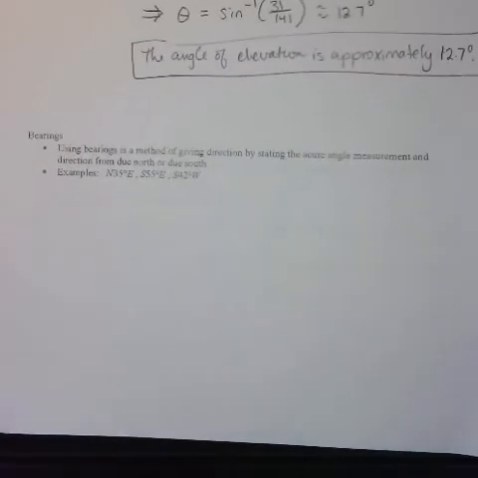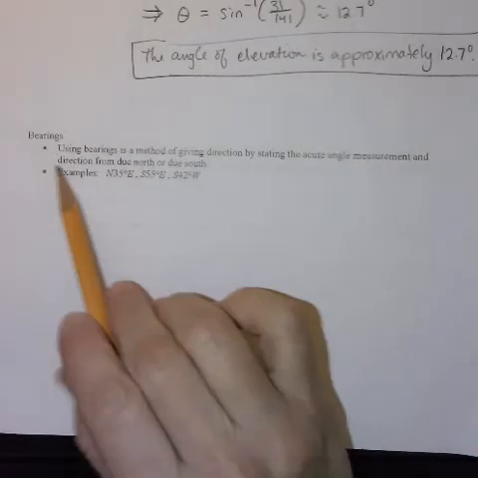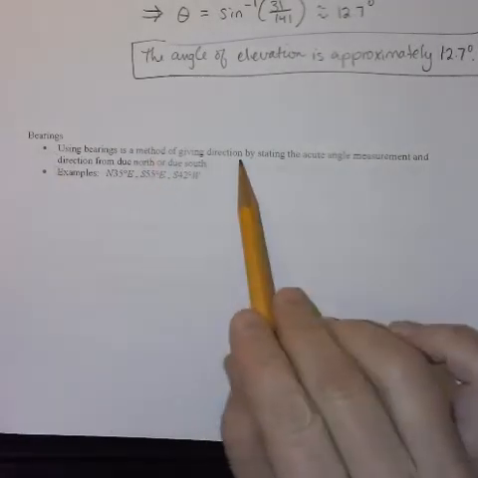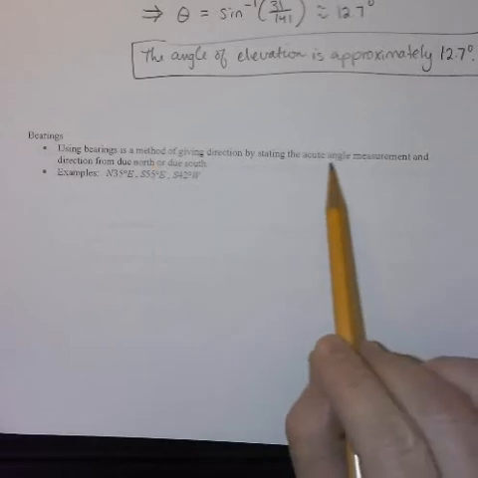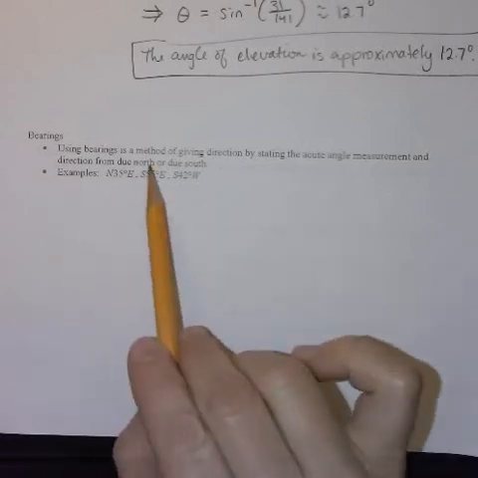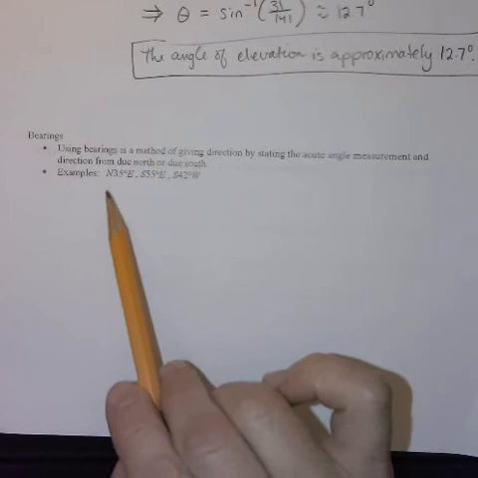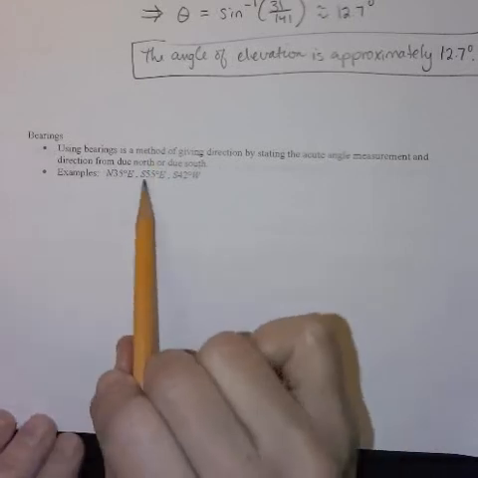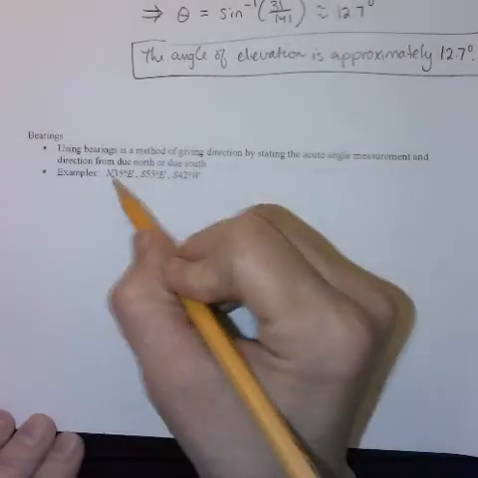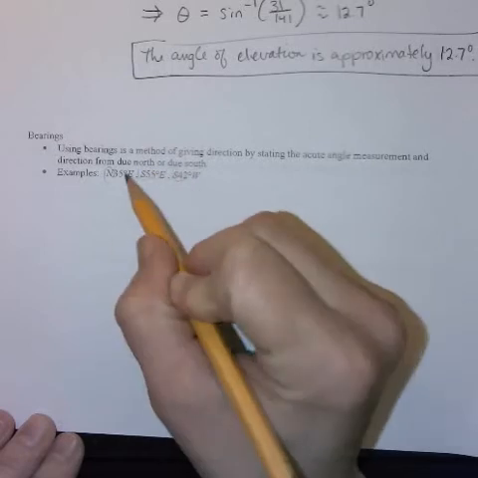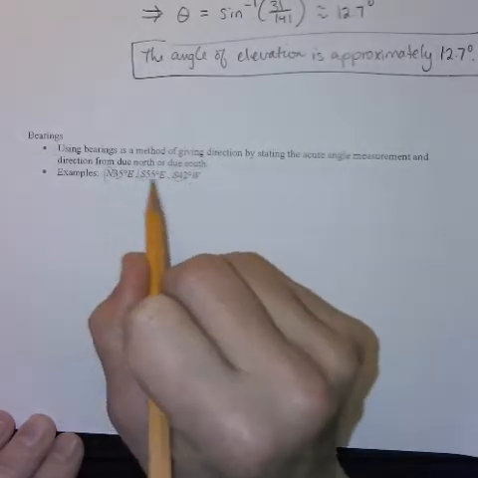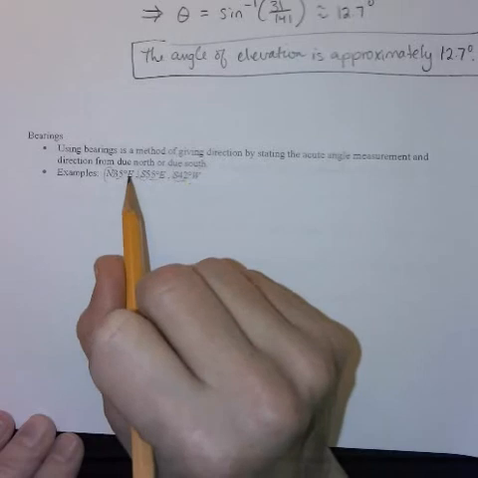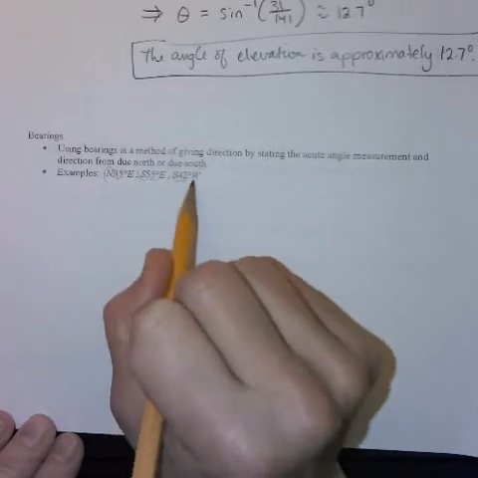In the next problem, we're going to use bearings, and bearings are a method of giving directions by stating the acute angle measurement and the direction from due south or due north. So I have three examples here. The first letter stands for north or south. This is always north or south. Then you'll have an acute angle, and then this tells you which direction to measure that angle to.